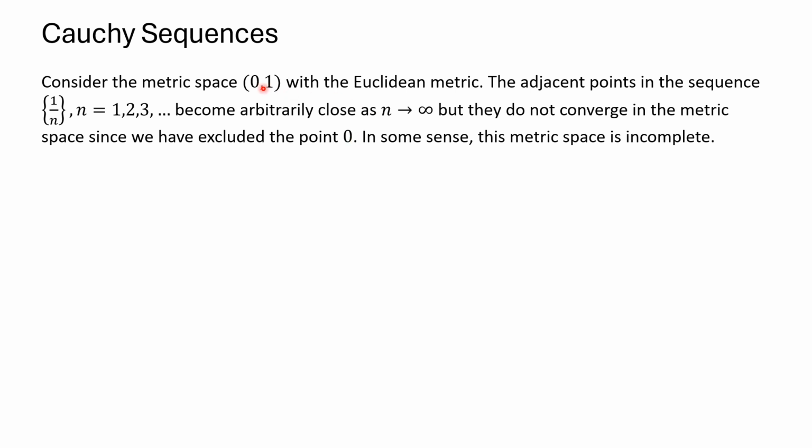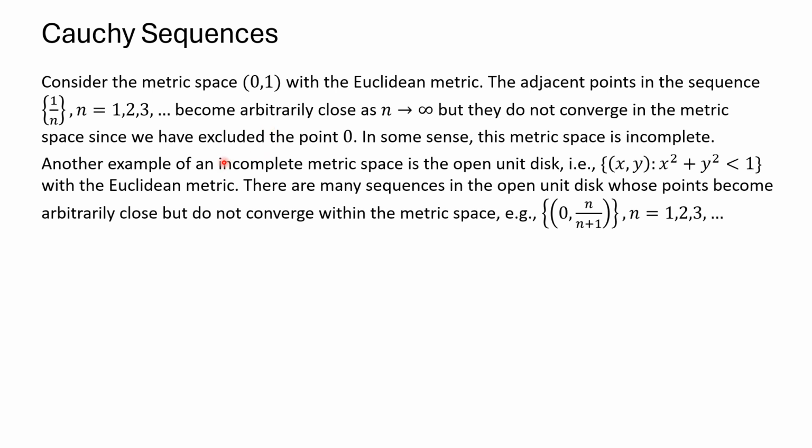Consider the metric space 0 to 1 with the Euclidean metric, not including the points 0 and 1. The adjacent points in the sequence 1 over n get closer and closer as n goes to infinity. In fact, the sequence converges to 0, but since we left 0 out of our metric space, it converges outside of the metric space, or we could say the metric space is incomplete in the sense that we have a convergent sequence that doesn't converge in the metric space.